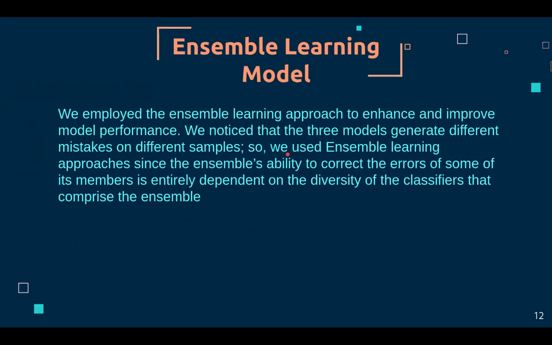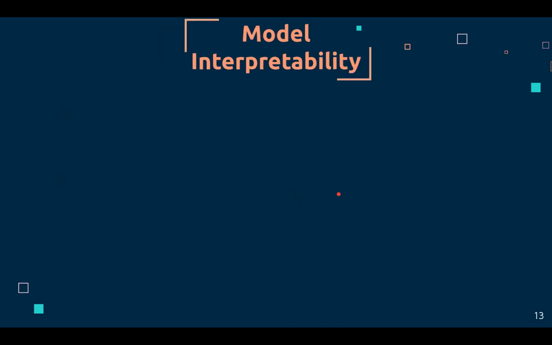Here we followed an ensemble learning paradigm. Why did we do that? Because we noticed that the mistakes made by each model are different from the others. So ensemble learning may enhance the model ability by taking advantage of each model and discarding their disadvantages, and may improve the model performance.